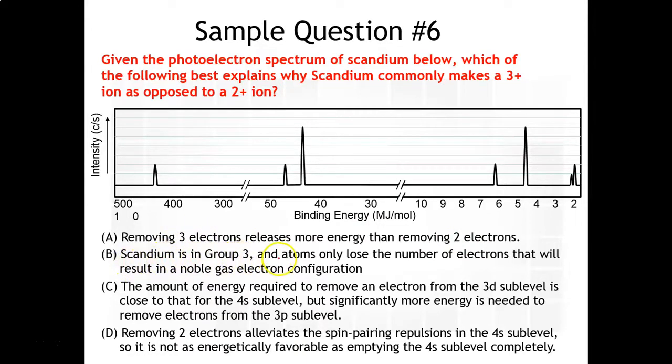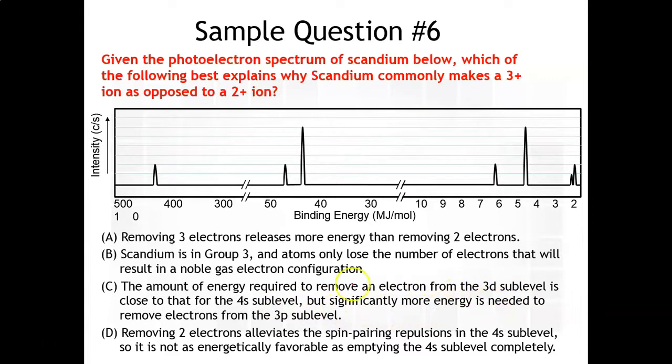Scandium is in group 3, and atoms only lose the number of electrons that will result in a noble gas configuration. That's not true. Not in a general sense. The amount of energy required to move an electron from the 3d subshell is close to that of the 4s. That is absolutely true. They're very close in energy. 3d is going to be slightly higher energy, but they're very close to each other.